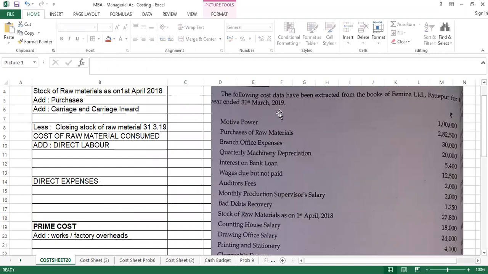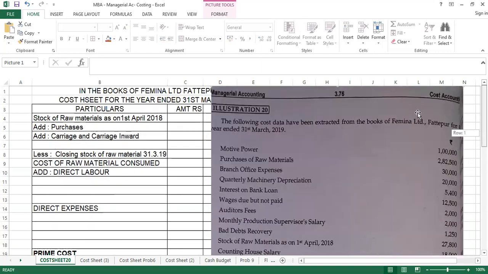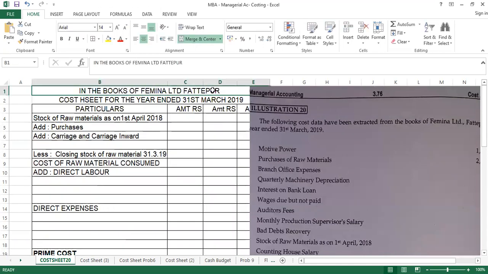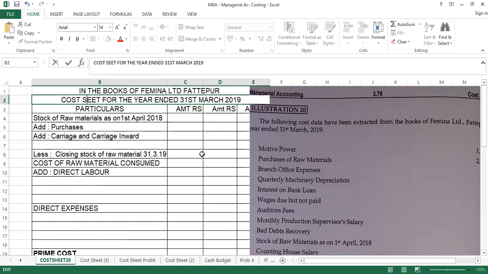March 2019. So they have given the name of the company and the year also. In the solution, you will write here: in the books of Femina Limited, Fatehpur, cost sheet for the year ended 31st March 2019. That will be the title of your answer. Don't forget to write this title and everything properly.